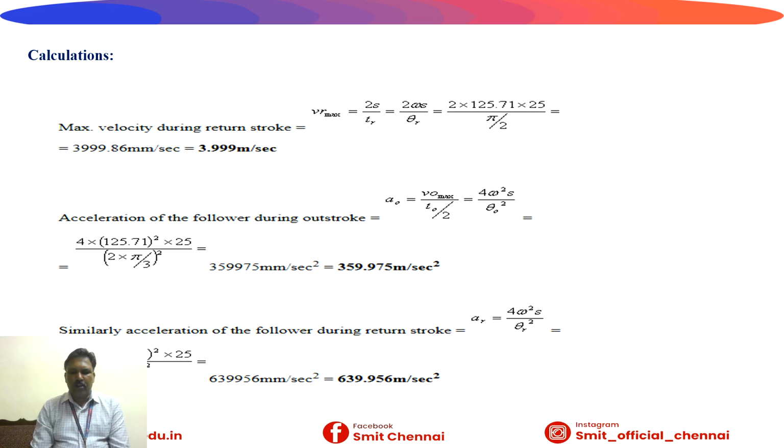Then the acceleration of the follower during outstroke is V0 divided by t0 by 2. We get the answer as 359 meter per second square. And similarly, the acceleration of the follower during return stroke, we get 639.956 meter per second square, followed by the formula 4 pi square S divided by theta r square.